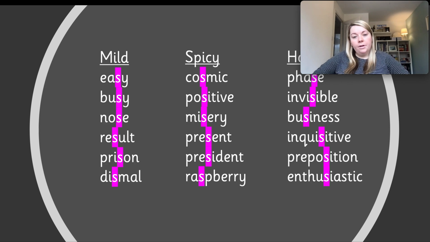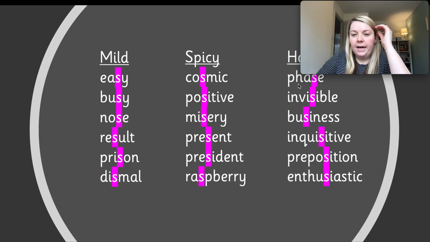If there's any words you're not sure of, now is your chance to go and look them up in the dictionary and find out what they mean. And just be careful of some of the words. For example, in phase, the P makes a F sound. So be careful if you're learning the hot words this week.